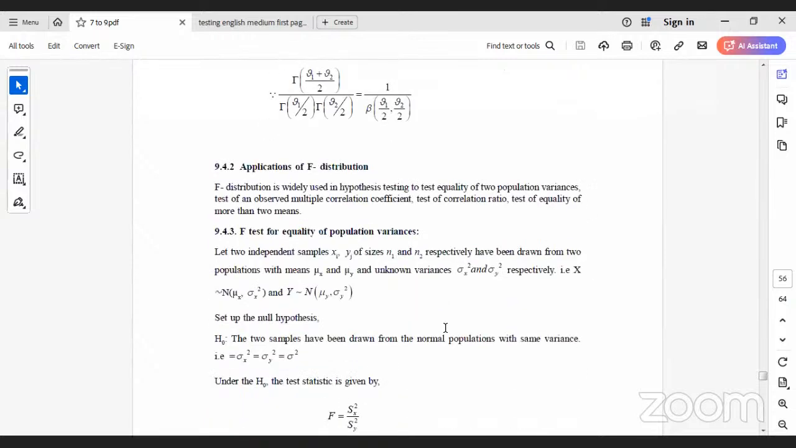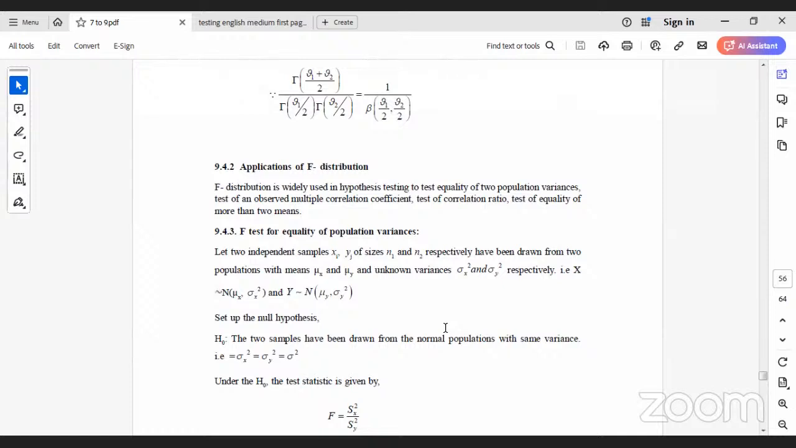Applications of the F distribution. The F distribution is widely used in hypothesis testing to compare two population variances, test of an observed multiple correlation coefficient, test of correlation ratio, and test of equality of more than two means. So for more than two means, we are using the test of equality here. F test for equality of population variances.